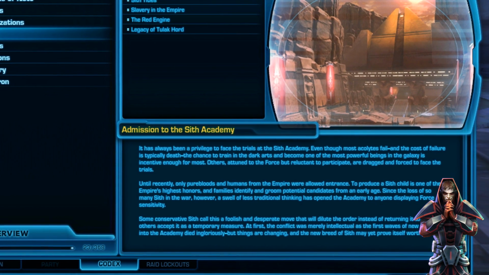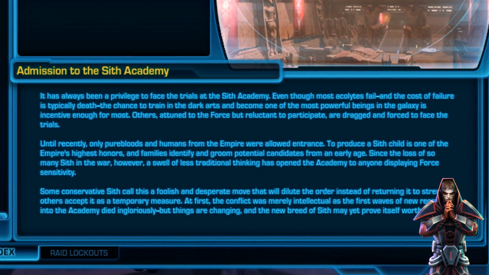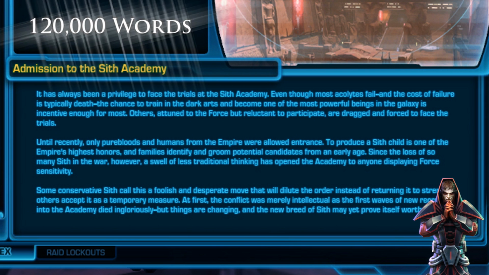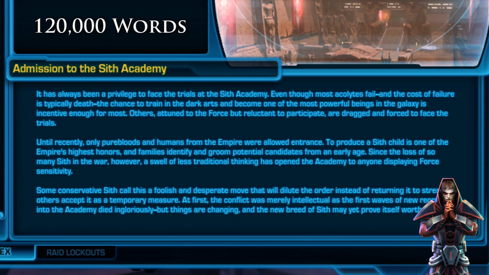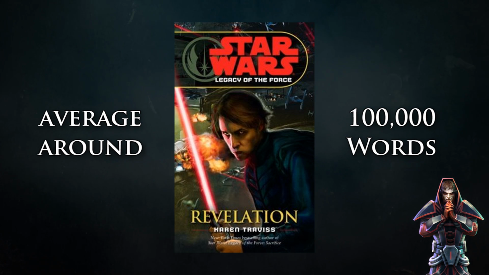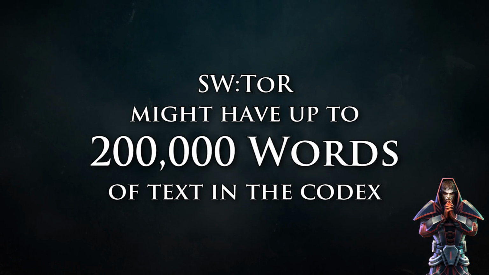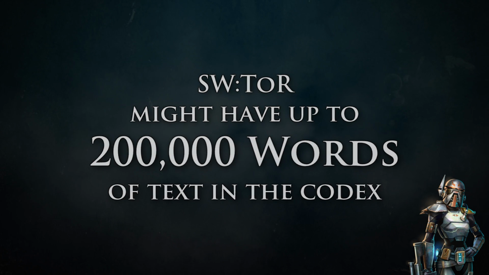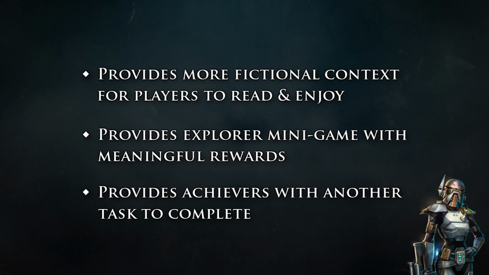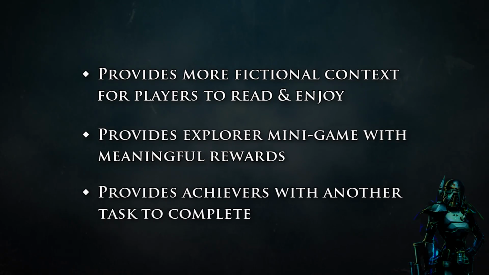To give you an idea of how massive and carefully detailed the Codex is, back when they announced it to the public, the estimate of its size was around 120,000 words of text. By now, that has no doubt continued to increase. By comparison, the average Star Wars novel comes in at around only 100,000 words. This means BioWare are most likely on the way to having at least 2 novels worth of text available for players to read. So, the Codex provides a ton of information for all players to read and enjoy, but on top of that, the actual collection of the information provides a task for both explorers and achievers of the game.